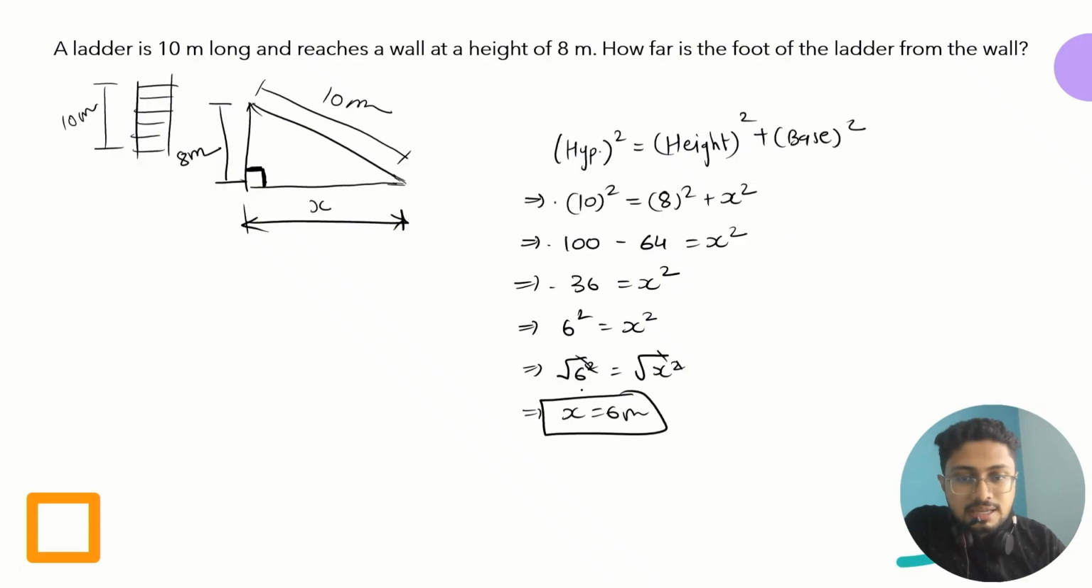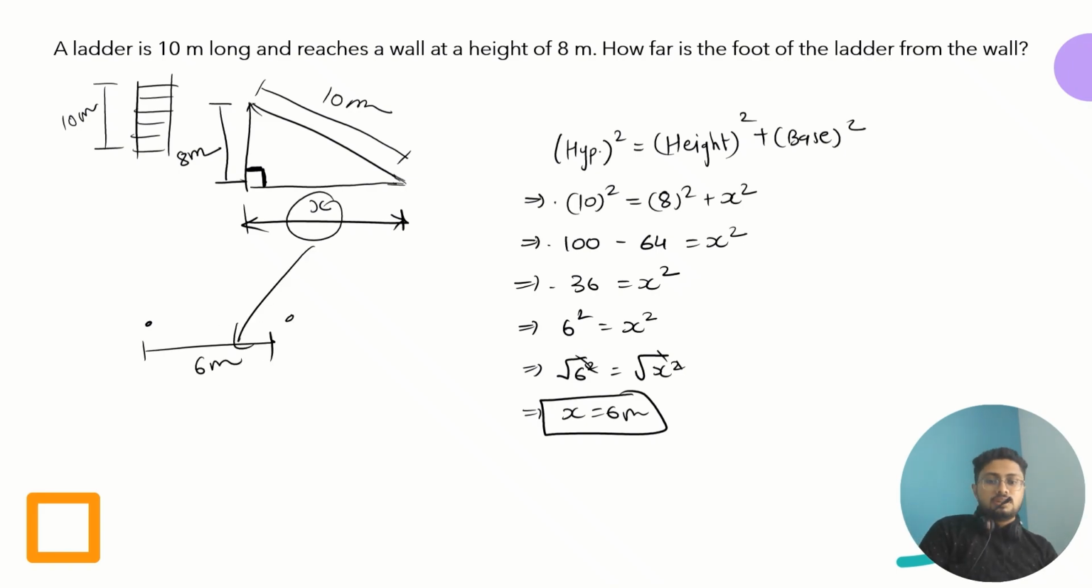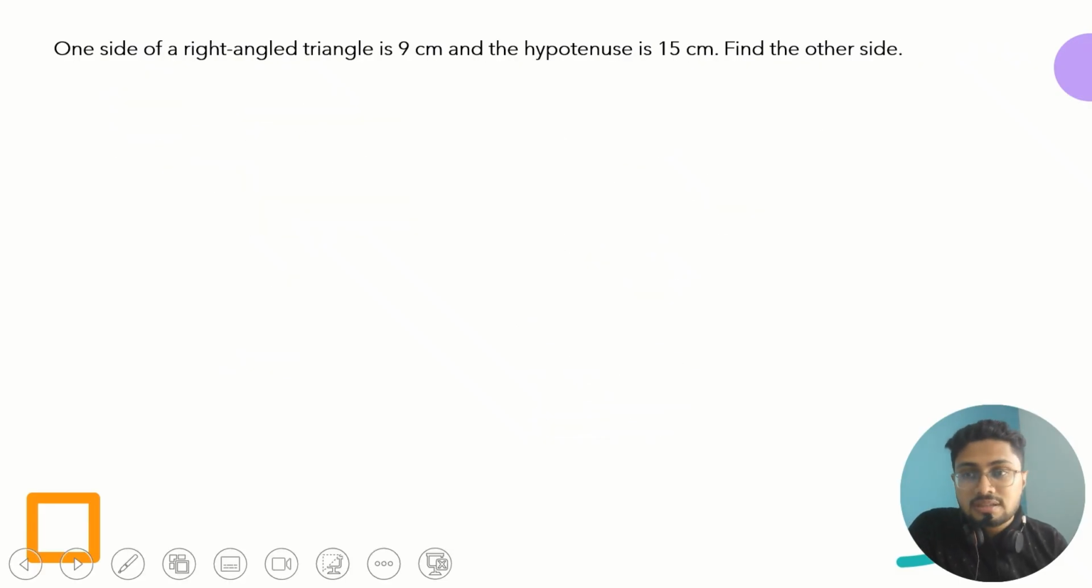So what can I say? That the distance between ladder to wall is what? 6 meter. This value is what? 6 meter. So that's very easy. Again I am saying that that is a very easy thing that you are learning. Maths is easy, always easy.